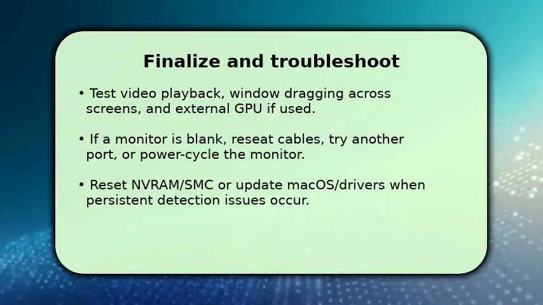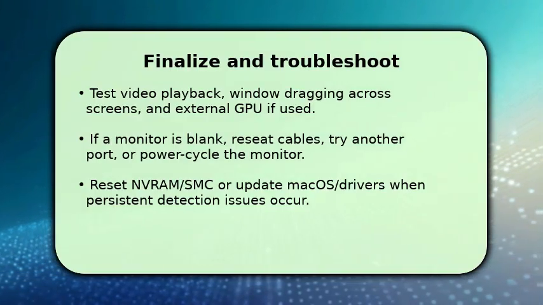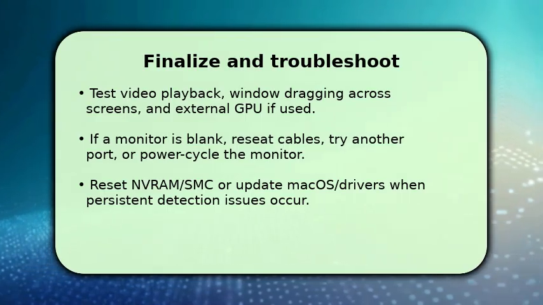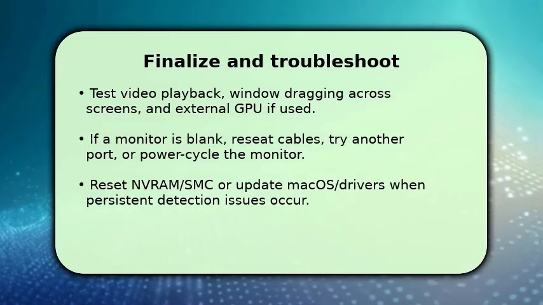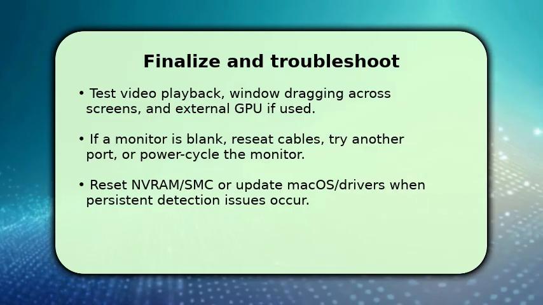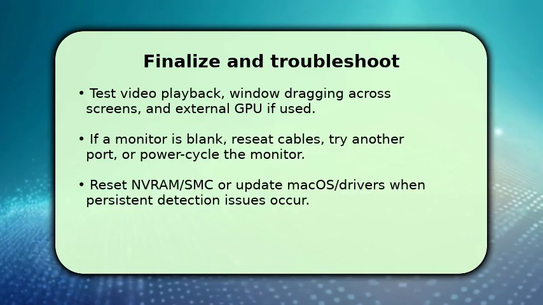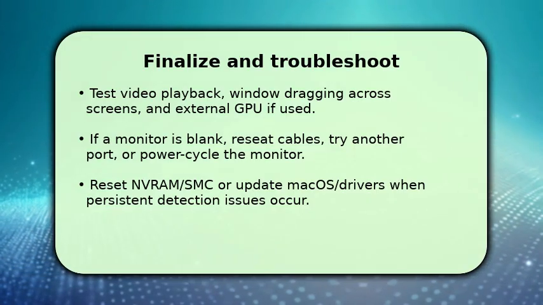Play video, drag windows across displays, and check color/brightness uniformity. If a monitor remains blank, immediately reseat the cable and swap ports or adapters to isolate the faulty component. Power cycle that monitor and the Mac Mini, then recheck System Settings displays. If problems persist, update macOS, reset NVRAM/SMC, and test with a different cable or monitor.